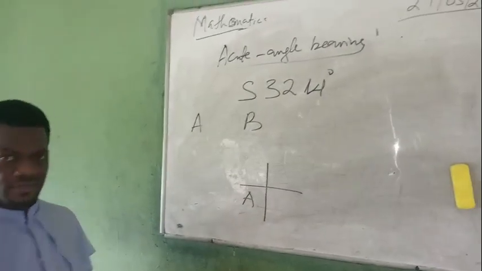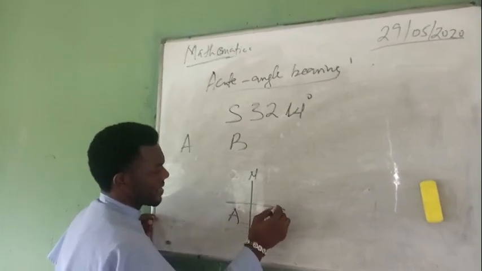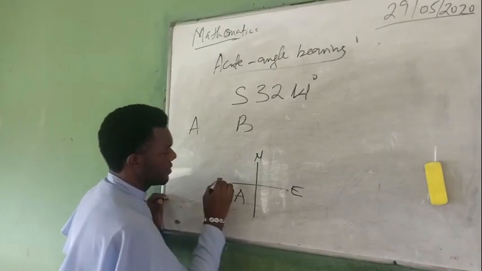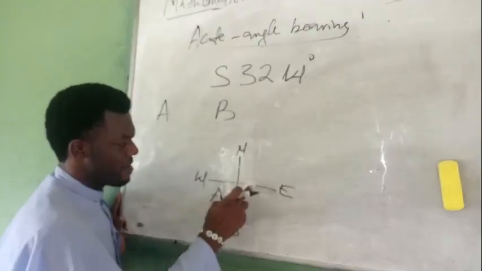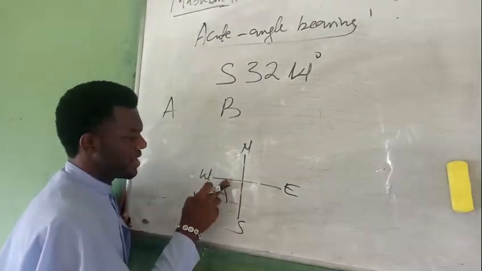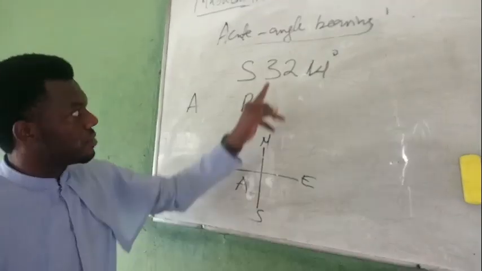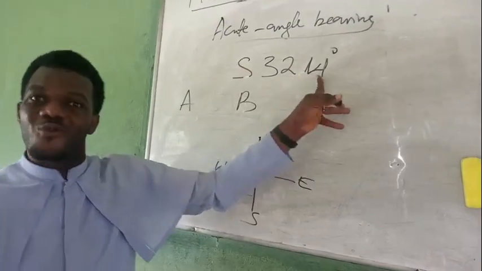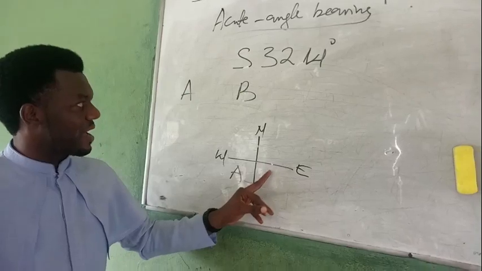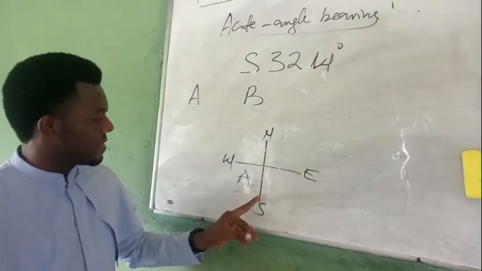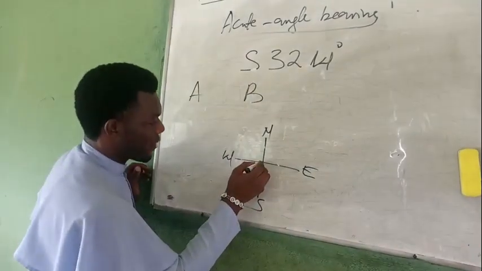Now, remember I told you from the beginning, when we were at the cardinal points, this is north, east, this is west, and this is south. From here to here is 90 degrees, from here to here is 90 degrees, and so on for each quadrant. What we are considering is southwest, so the direction cannot be found here. Here is southwest. Here is northwest. So the direction of B must be here, northwest.